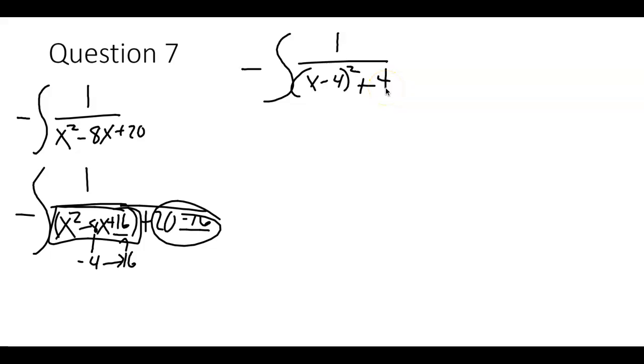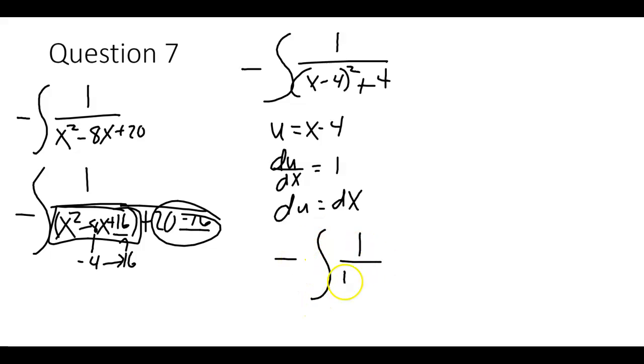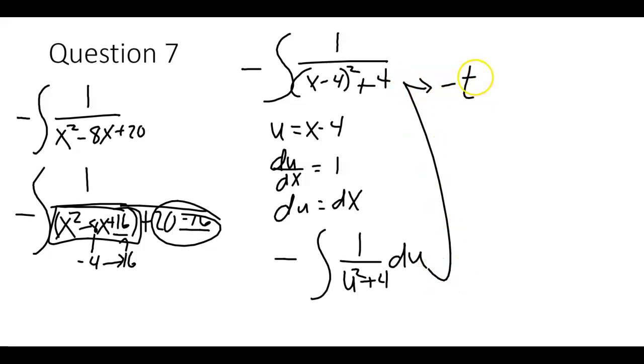All right, at that point, we're ready to go ahead and do the integration process. We're going to let u be equal to x minus 4, which means that du dx equals 1, which means that du equals dx. And this is an arctangent pattern. And so we're going to have negative arctangent of u over 2. The square root of u squared is u, and the square root of 4 is 2, so it's u over 2.